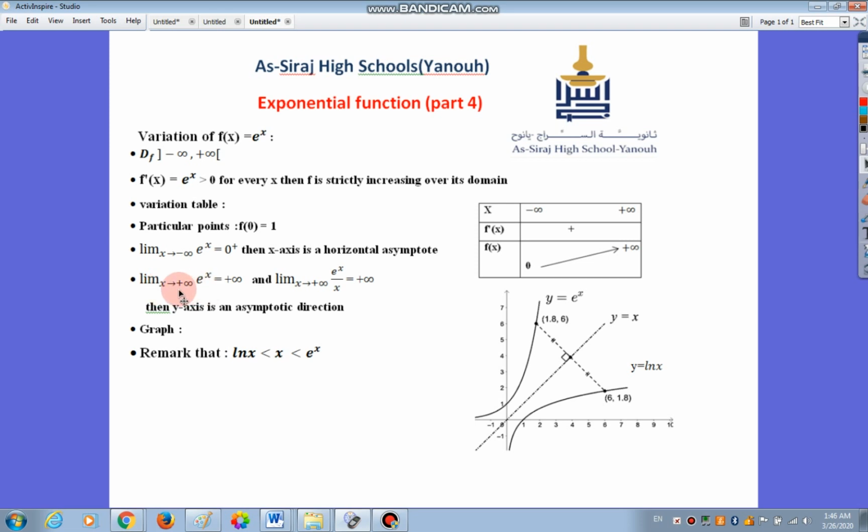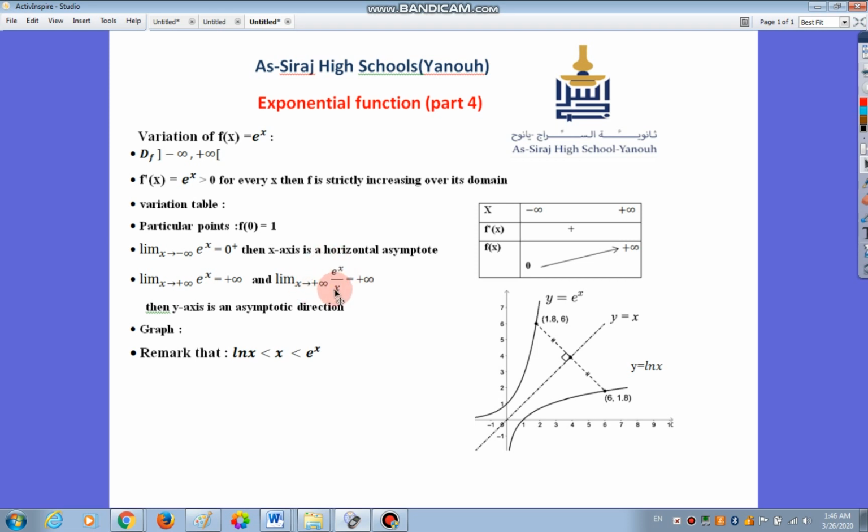Now the limit of e^x as x tends to plus infinity is equal to e^(plus infinity), which is plus infinity. In this case, we have to study the limit of e^x over x. When the limit of the function as x tends to plus infinity is equal to plus infinity, we move to the limit of f(x) over x as x tends to plus infinity. We found this limit before in part 3. I may use L'Hopital's rule, or I may say that e^x is faster than x at plus infinity. Then the result will be plus infinity.